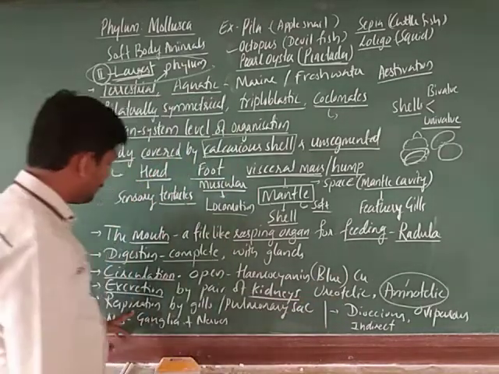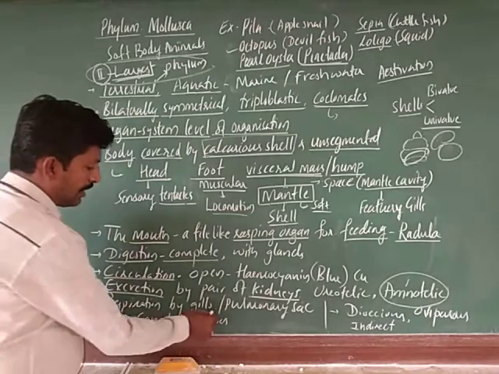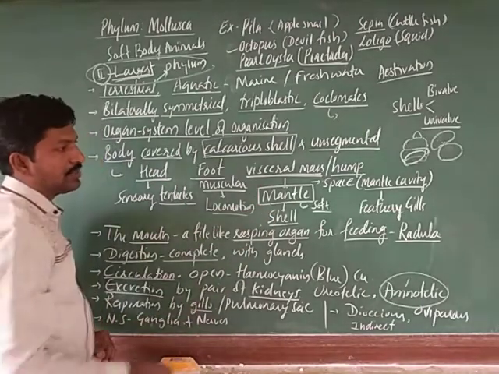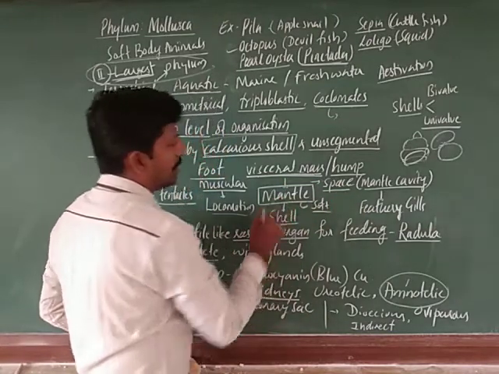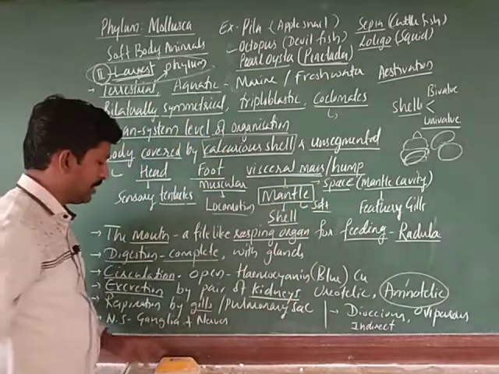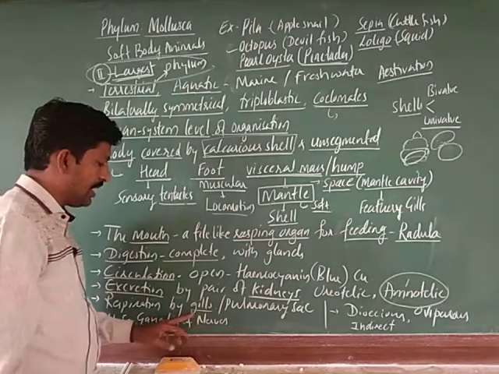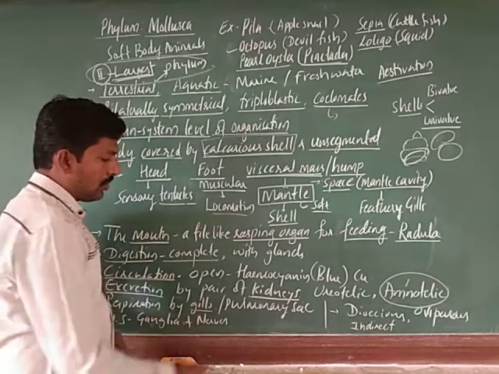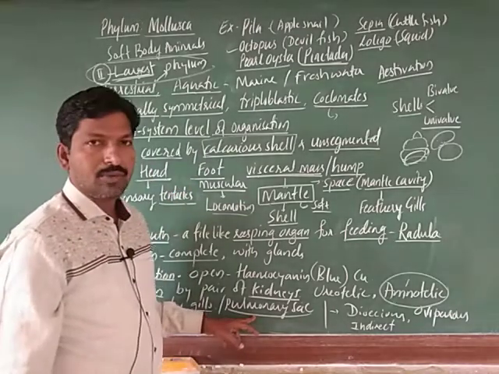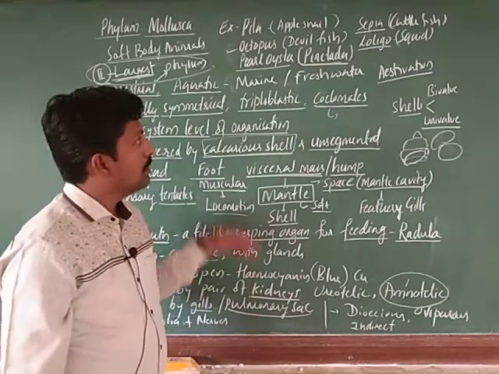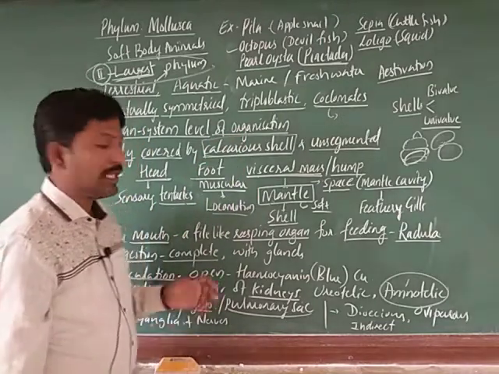Next, respiration is by gills, as we explained. The gills are present in the space between the visceral mass and the mantle, that is, in the mantle cavity, which helps in respiration. Gills are replaced by pulmonary sacs, which are usually present in the terrestrial forms of these animals, right.